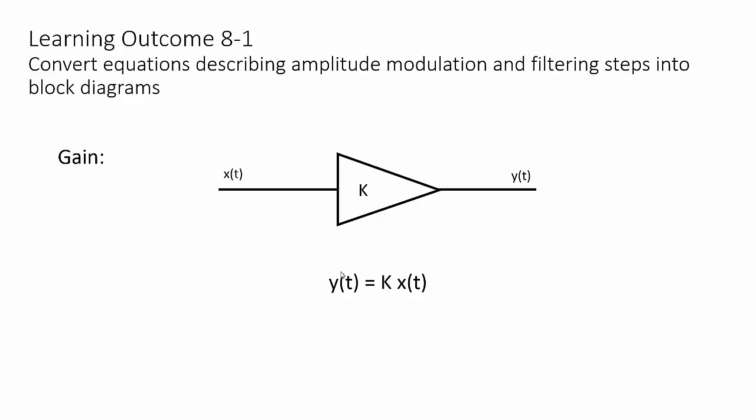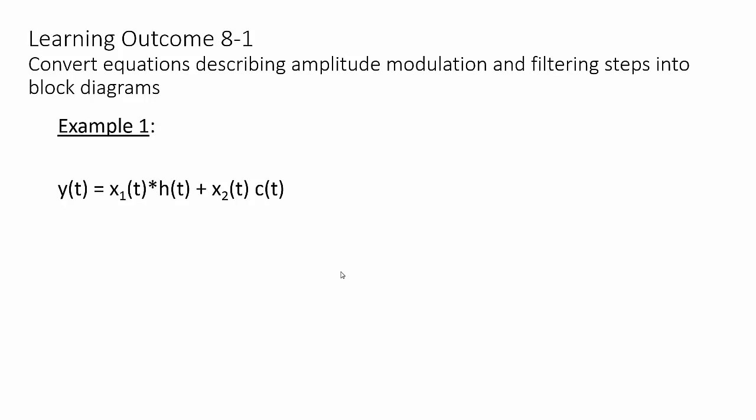Gain is just multiplication by a constant. K is a constant, not a function of t, not a function of omega. And we draw it in a triangle. And likewise for this, every signal has a frequency representation. So let's try working with these.